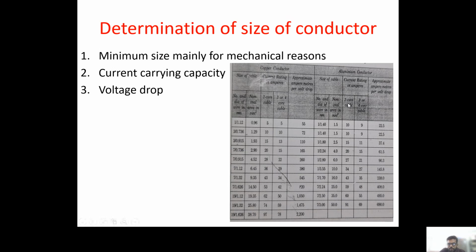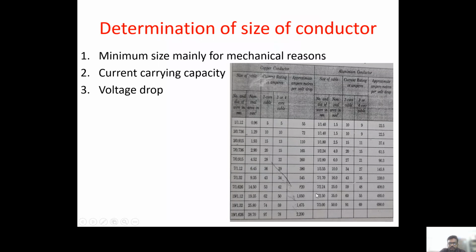The total ampere meters in the circuit is calculated by the length of the cable into the current carrying capacity of the cable, multiplied by 2, divided by the permissible voltage drop. The permissible voltage drop is calculated here. If we calculate this, we get approximately 1240. So the approximate ampere meters per volt of permissible drop is 1240.